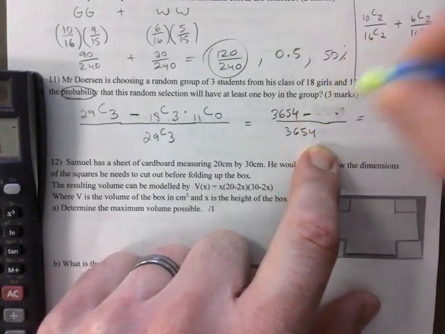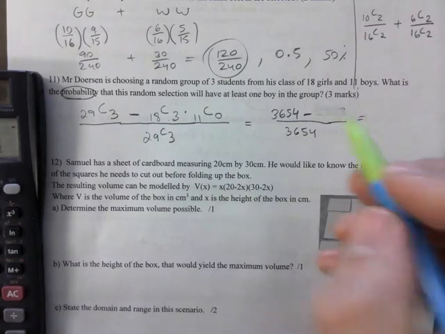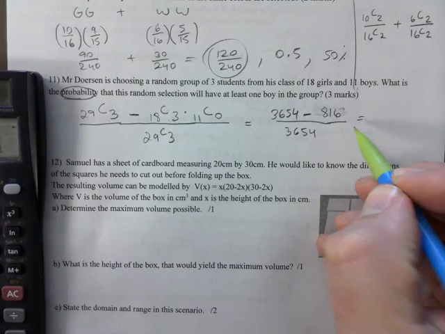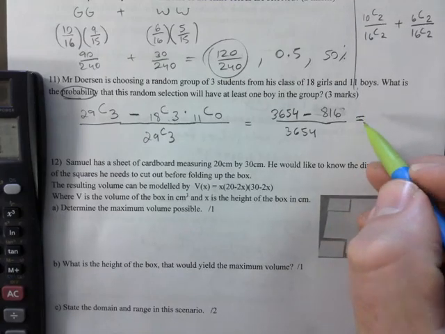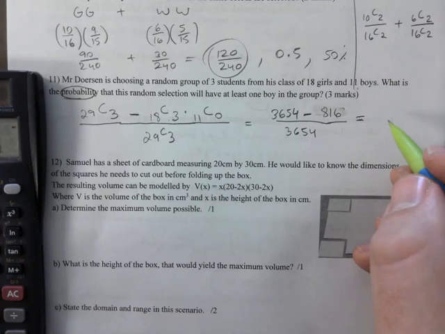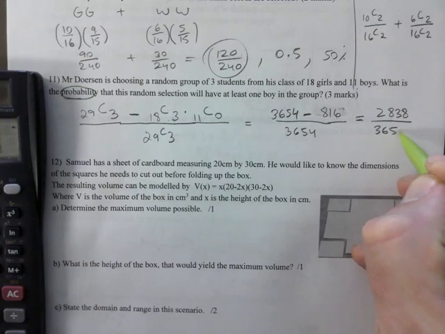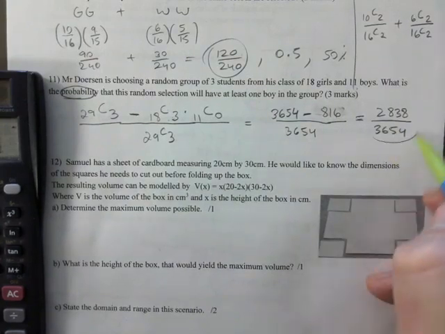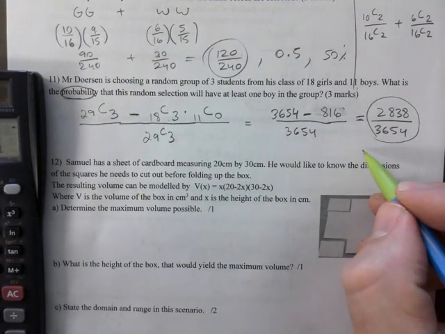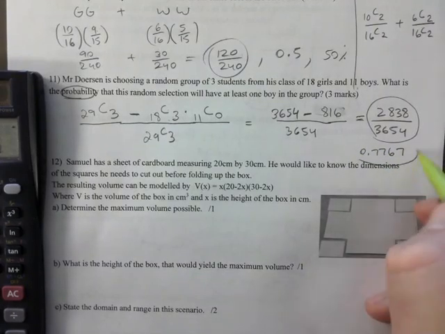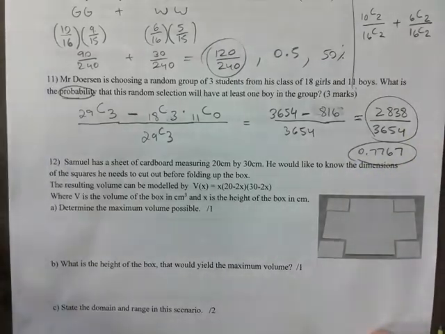I may have done this differently than you, but 18 choose 3 is 816. So when you subtract it, you get 2838 out of 3654. There you're fine. If you did it as a decimal, it's 0.7767. So either one is fine.